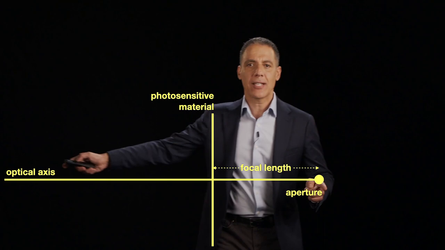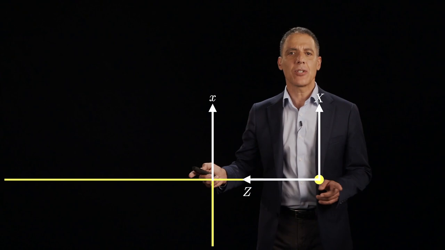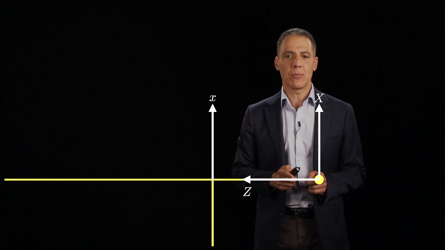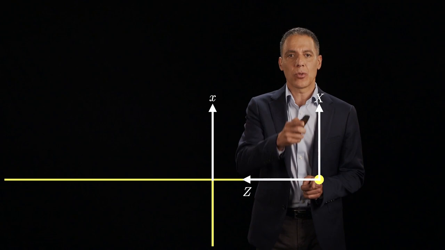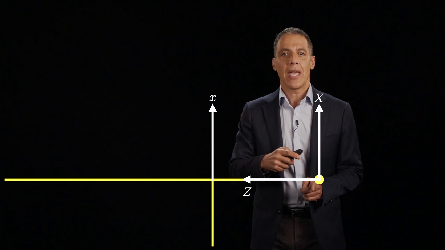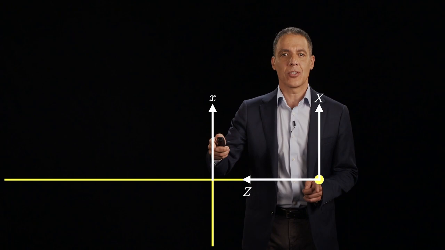I've got my optical axis going out, so I'm going to put a point out in the world here, and let's see what happens. Well, let's first define our coordinate systems. I've got my world coordinate system, which looks exactly the same as before. I've got the z-axis going out along the optical axis, starting, by the way, at the aperture. That's where we're always going to be starting. I've got the capital X, still in the world coordinate system, going up and parallel to the photosensitive material. And then, of course, I have my photosensitive material, which has a small x coordinate system. Again, the origin is at the optical axis and it is parallel to the world over here.